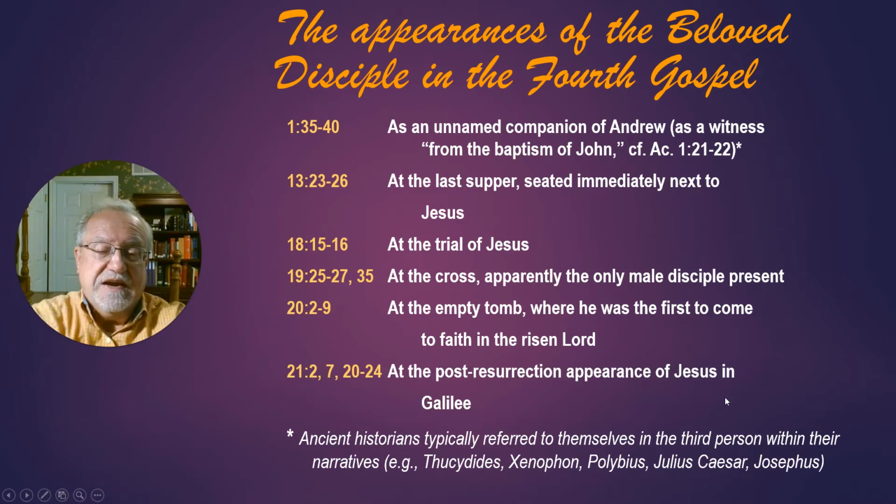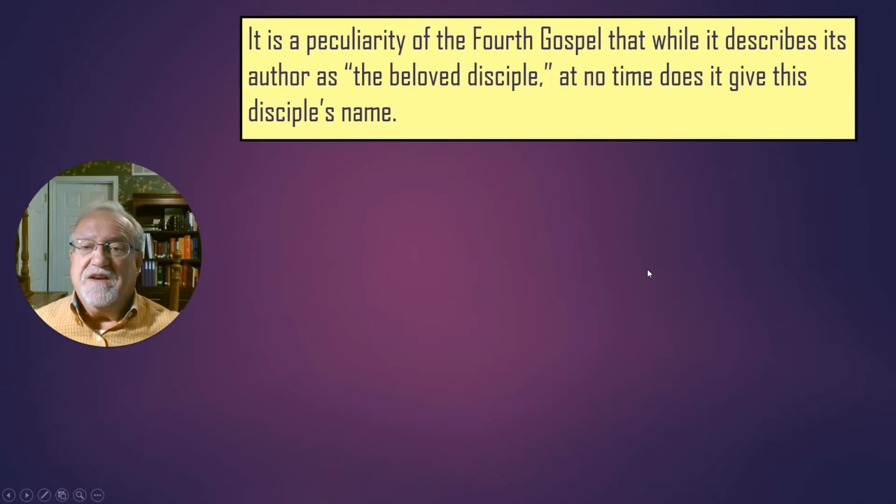And then we find him in a group of 7 disciples in a scene in Galilee where they have all gone north and they have gone fishing. And in this particular case, several of these disciples are named, but the beloved disciple is not named, even though he appears to be part of this group. So it is this peculiarity of the fourth gospel that while it describes the author as the beloved disciple, it does not give this disciple's name.